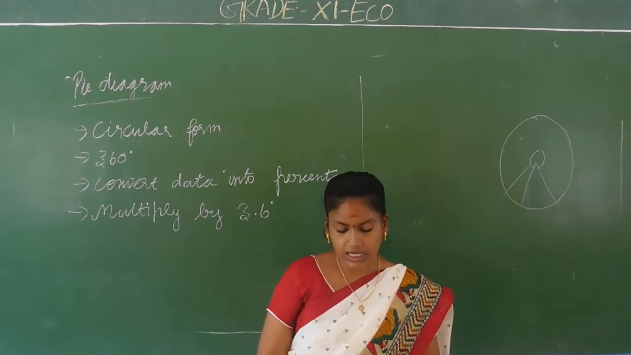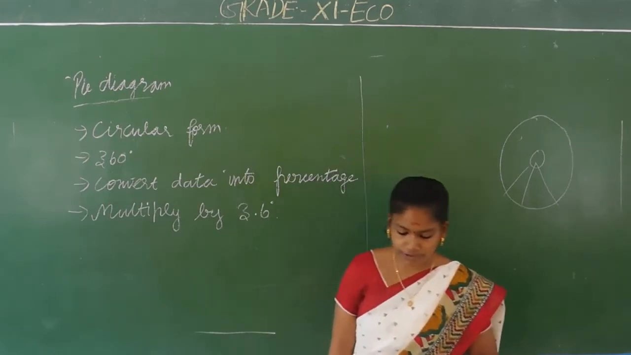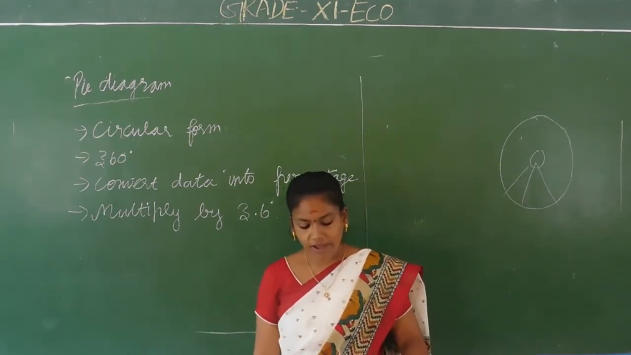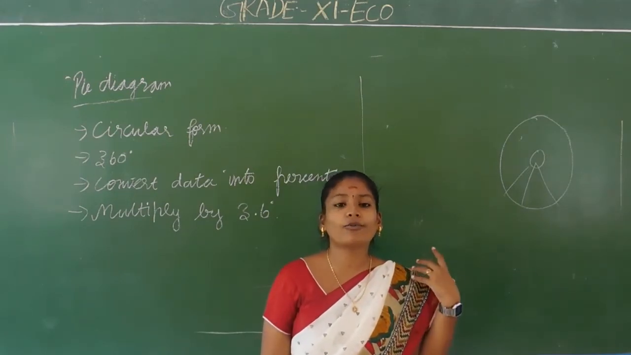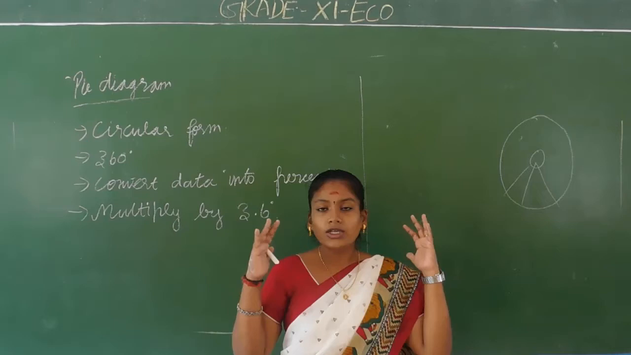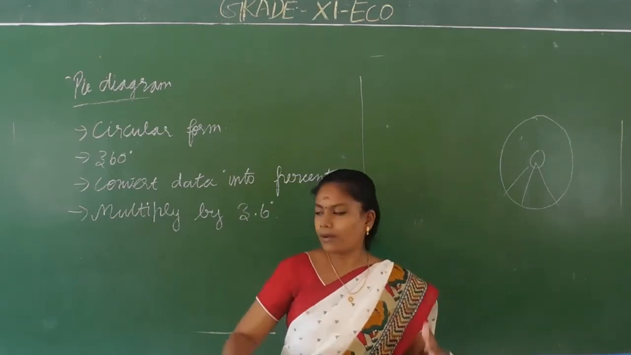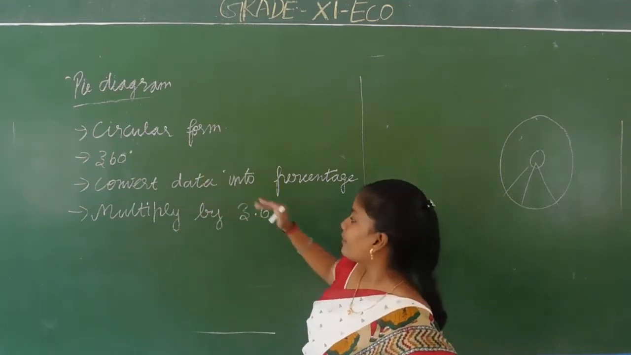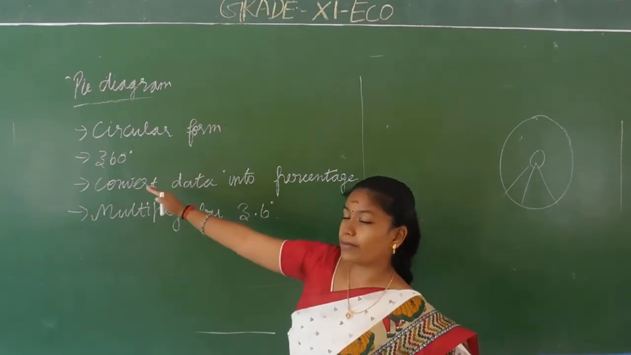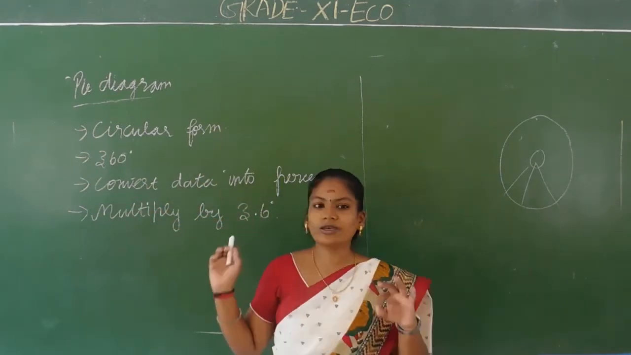And a circle in a pie chart, irrespective of its value of radius, is thought of having 100 equal parts of 3.6 degree. We don't know how many parts are there. We just assume that it has 100 equal parts, and that is why we find it to be 360 degree divided by 100. You will get 3.6 degree.